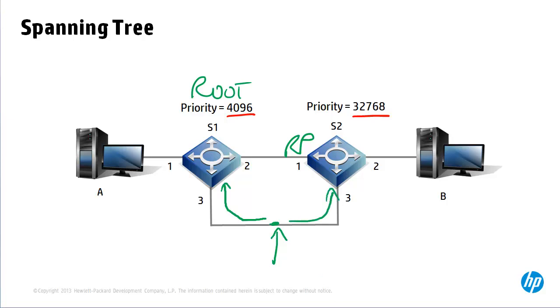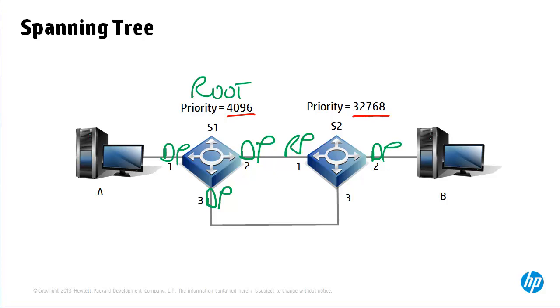And I think the answer is fairly obvious. It would be better to go left rather than right. It's going to be quicker to go here than to go here to get to the root bridge. So in this case, port 3 on this segment is the designated port. By the same token, port 2 on the other segment is the designated port. These ports are designated ports. Those are the ports to use on that segment to get to the root bridge.